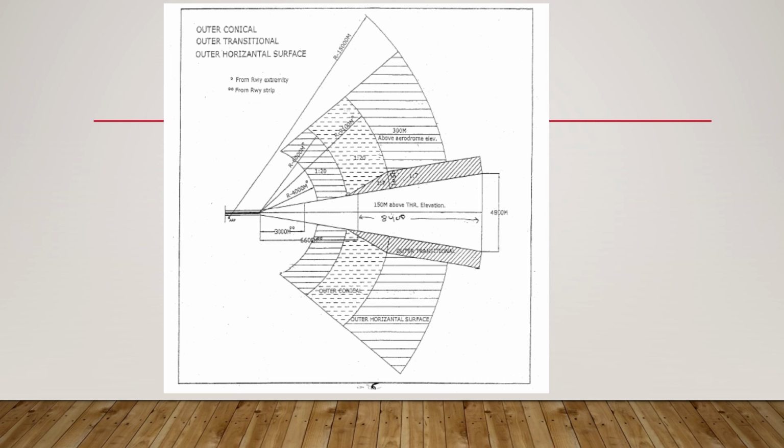Now, when we move farther away till a distance of 9.1 kilometers from the runway end, the height restriction moves up to 300 meters above the aerodrome elevation. So at this point, when you calculate the distance, when you move farther away from 4000 meters, there would be an increment of 5 meters every 100 meters, extending till a distance of 9100 meters. So the elevation at 9100 meters would be a total of 300 meters.